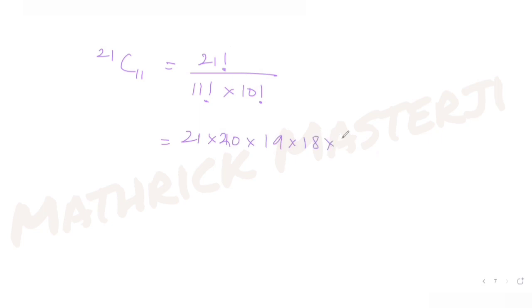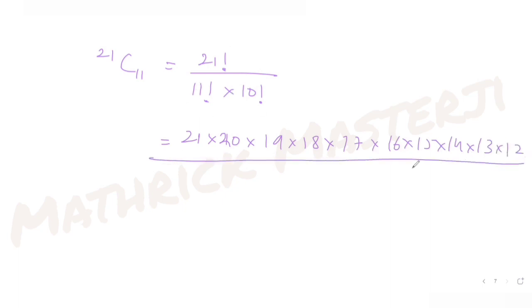Now, if I find 21 also, 21C11, so 21 factorial over 11 factorial and 10 factorial. So I'm multiplying 21, 20, 19, 18, 17, 16, 15, 14, 13 and 12. And 11 factorial gets cancelled with the 11 factorial on the left, and 10 factorial I can write 10, 9, 8, 7, 6, 5, 4, 3, 2.